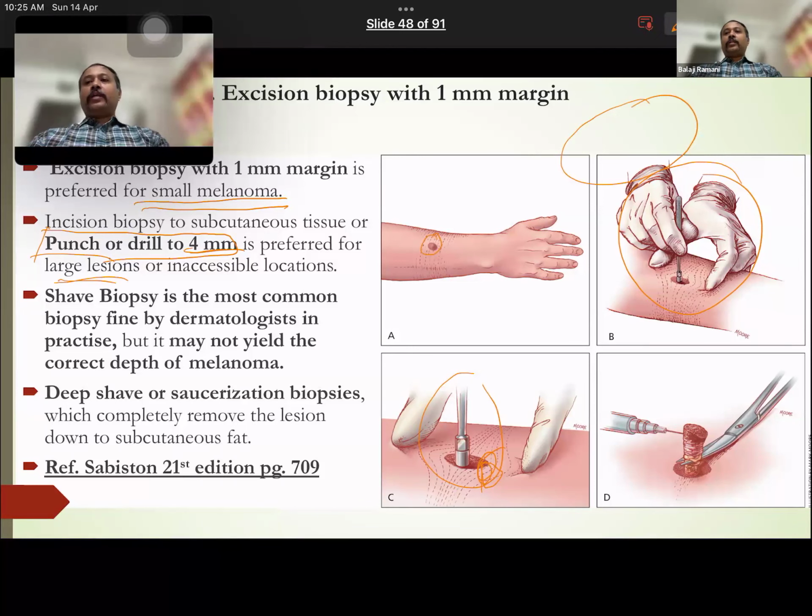Find out the pathology and then you will go for wide excision with sentinel lymph node as a second step. On the other hand, when you have a big lesion, you will go through a punch through the thickest part of the tumor. Wherever it is appearing very thick, that area you will go and access through a punch or a drill, and then you will take a biopsy.